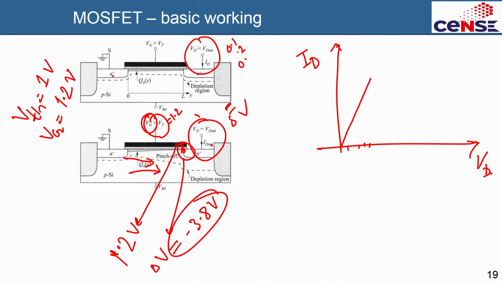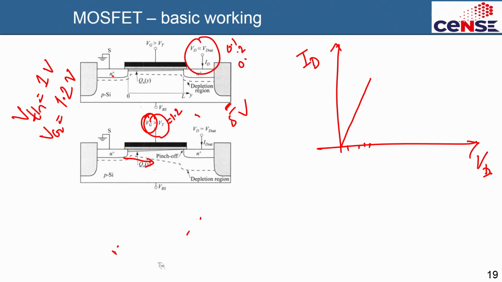Okay, so this point will have the extreme case where the difference between the potential here and the potential on the drain is minus 3.8, which means this particular part is actually pinched off with respect to the drain. Okay, with respect to the drain it will be pinched off. You see my point, right? With respect to the drain it will be pinched off. So what will happen now?